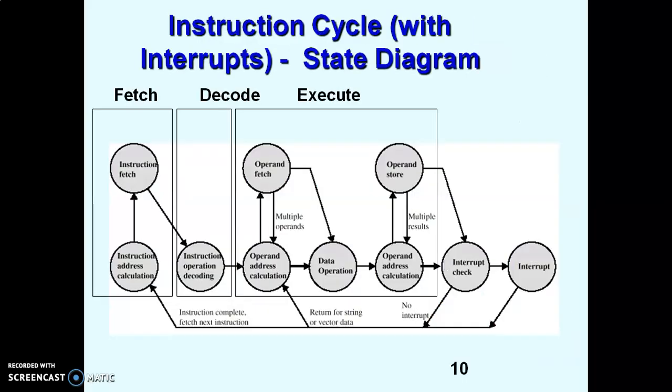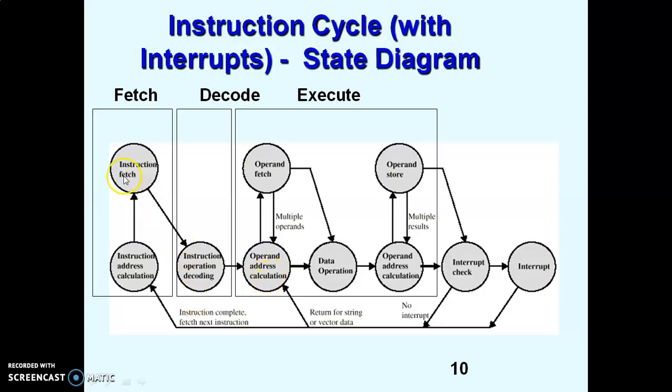This is the state diagram, the one with the interrupts for the instruction cycle. It may be called an instruction state diagram. So see how this is shown. Here it is instruction fetch, operand fetch, instruction fetch. After that it is instruction operation decoding. After that operand address calculation.